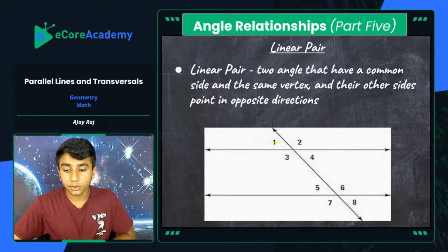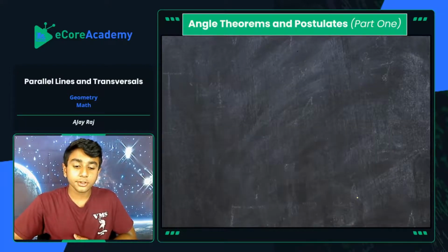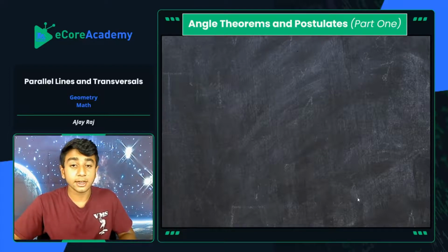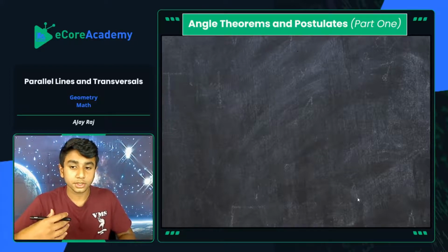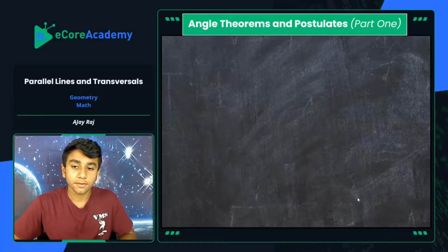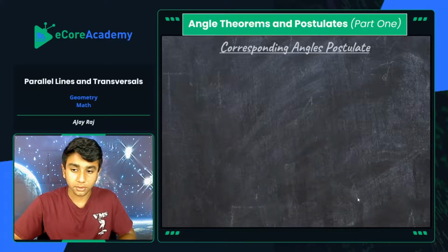So 1 and 2, linear pair. 3 and 4 are going to be a linear pair. 5 and 6, a linear pair. And 7 and 8 are going to be your linear pairs. Now let's move on to the angle theorems and postulates. Now that we've actually identified different relationships, different identifications, basically, we're going to actually show you what they actually mean. So we're going to look at same side interior angles, all of these different relationships, just to identify exactly what's going to happen. So corresponding angles.